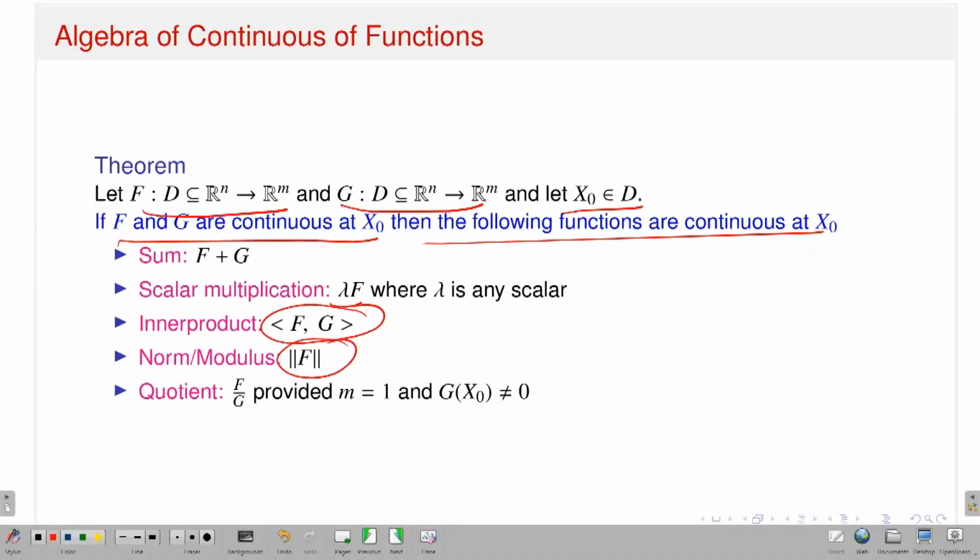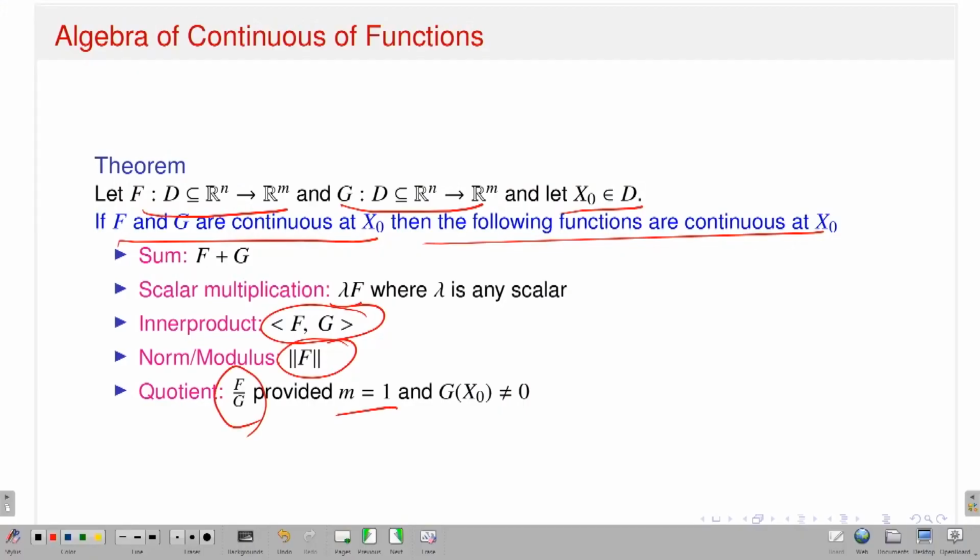In that way, you can prove the norm of f is continuous. If I take the function x goes to norm of f(x), this is also a continuous function. There are various ways you can prove it: the norm is a continuous function, F is a continuous function, so x goes to norm of f(x) is also continuous. The quotient is also a continuous function, provided the quotient makes sense, that means m is equal to 1 and g of x naught is non-zero. So the sum of two continuous functions, scalar multiples, norms, inner products, and quotients are the algebra of continuous functions. I have seen similar things in the case of limits as well.